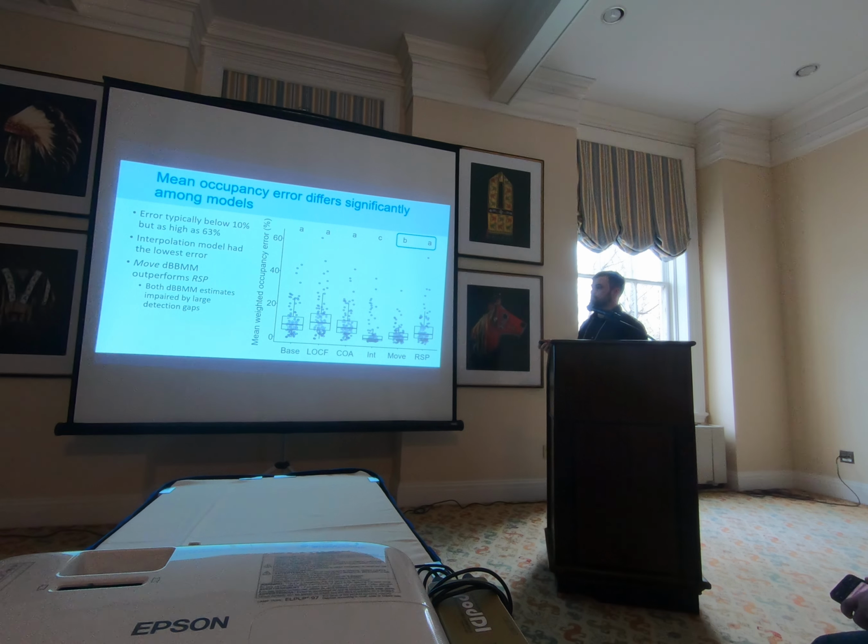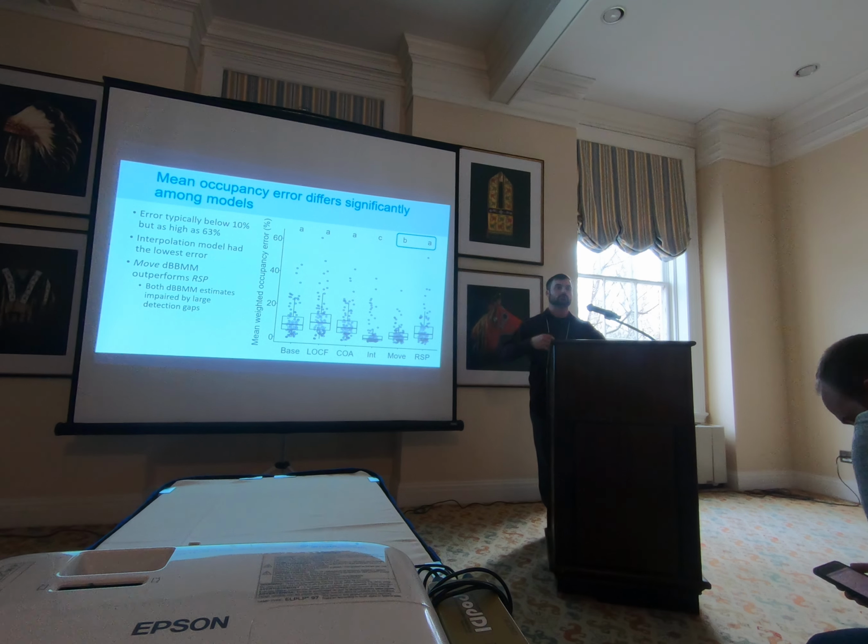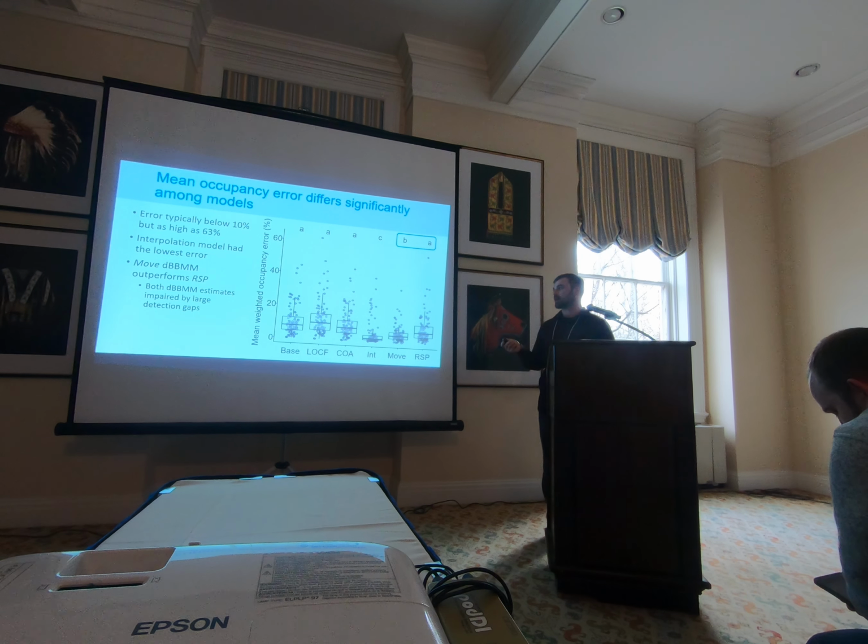And the last point there, both of these Brownian bridge estimates we believe are impaired by large gaps in the detection. As I mentioned, these models are able to estimate where fish are based on where they were last detected, where they're next detected, and the amount of time between them. And so when you have huge gaps in your detection data frames, there's a lot of places that fish could potentially go. These models are influenced by that, and that leads to higher error.